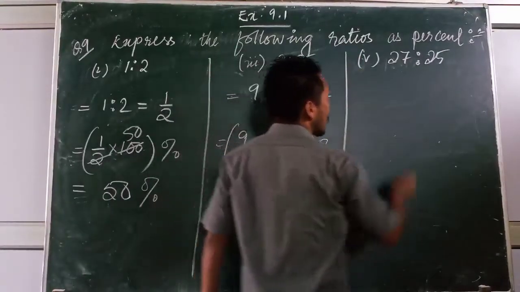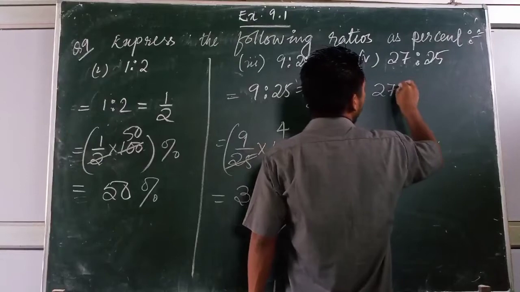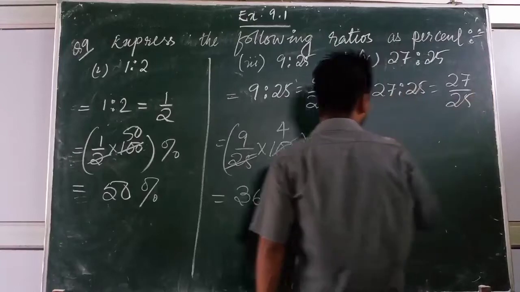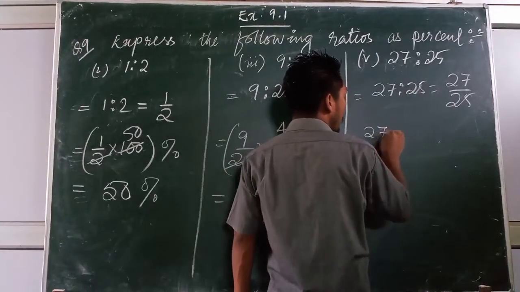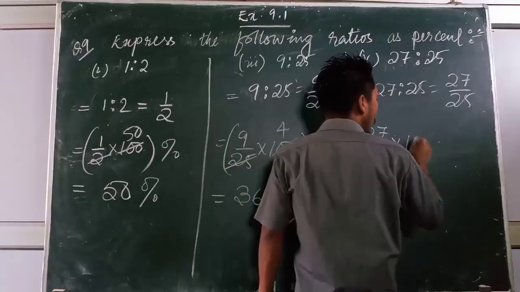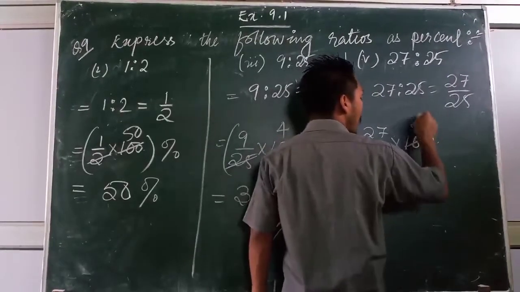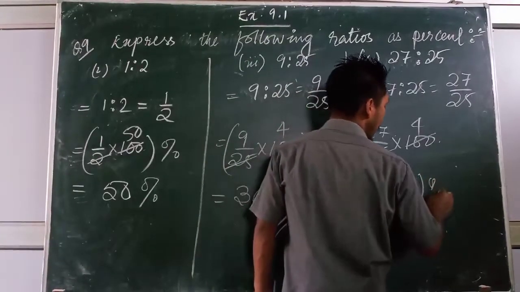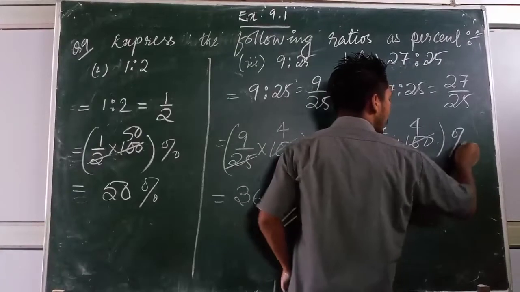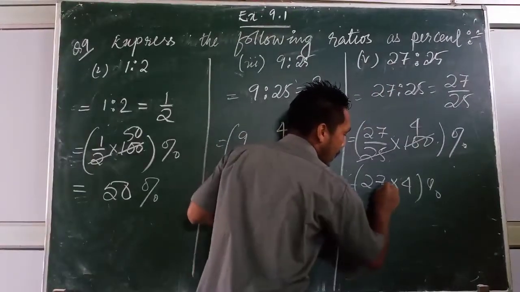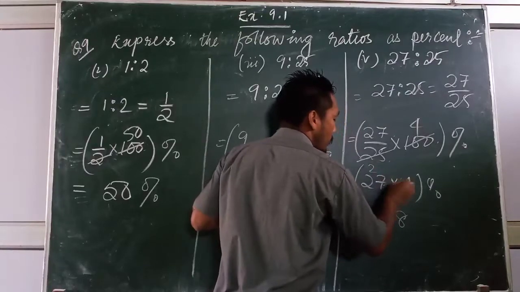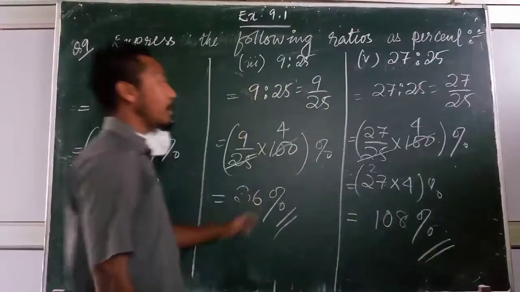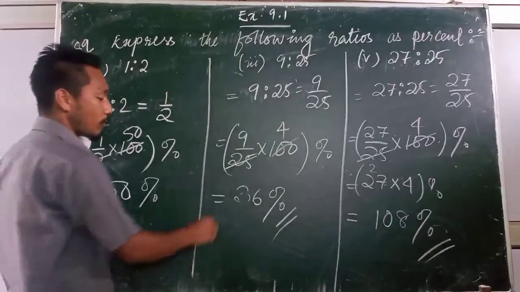Next we have the next question, that is 27 is to 25, which will be written as 27 by 25 into 100. So if I multiply this, 25 fours are 100. So 27 into 4, with the percent sign outside. If you multiply these two, 7 fours are 28, 2 in 9... 4 twos are 8, 1 is 9. So what is the answer? 108%. 108% is your answer.